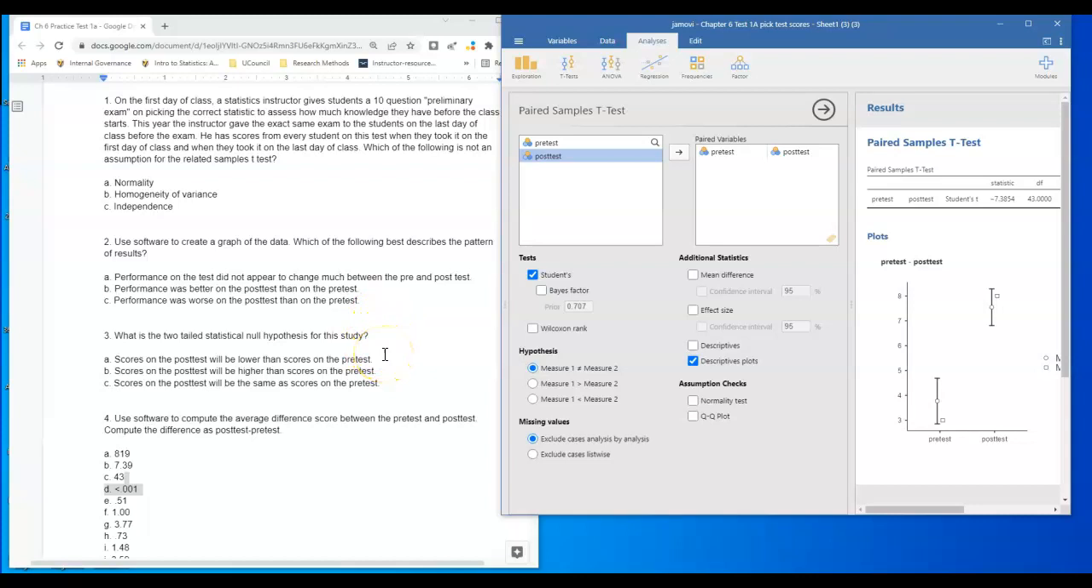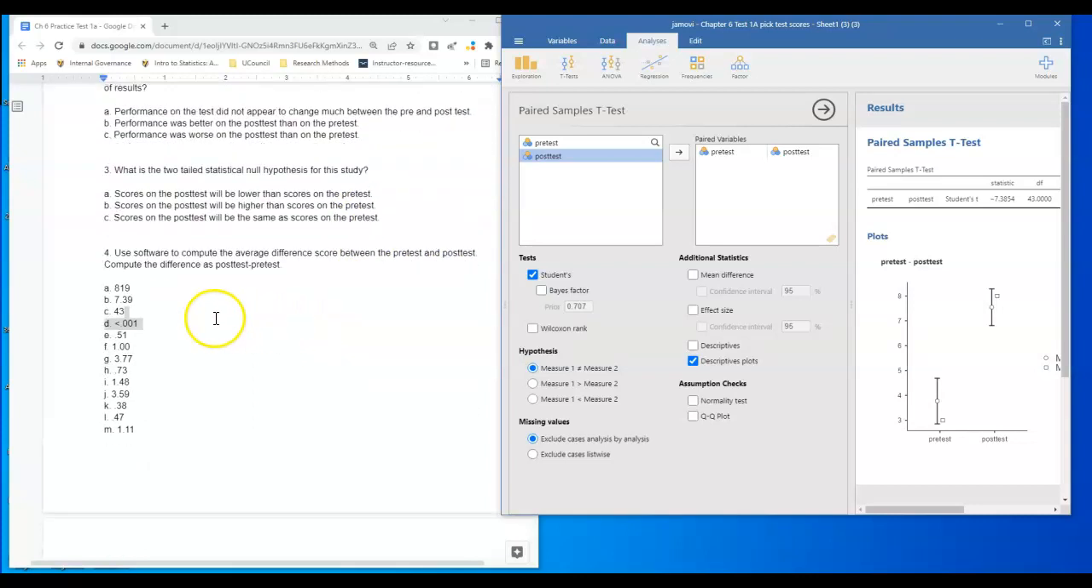Next, we want to know what is the two-tailed null hypothesis for this study. So our null hypothesis is that there's no difference between the pre-test and the post-test scores. So we're not predicting a direction for a two-tailed test. Our null is just that there is no difference between the scores or they'll be the same.